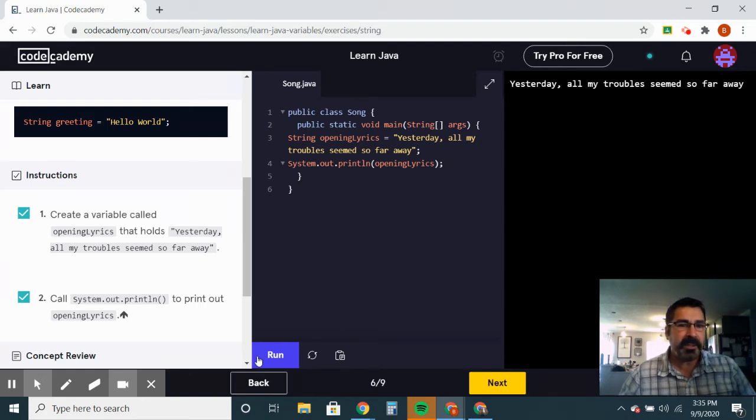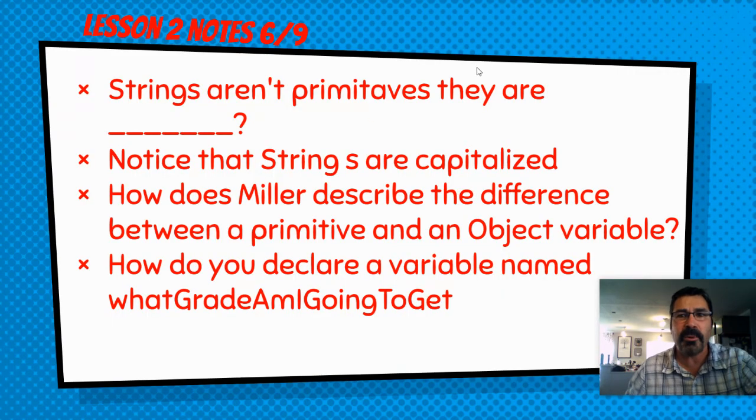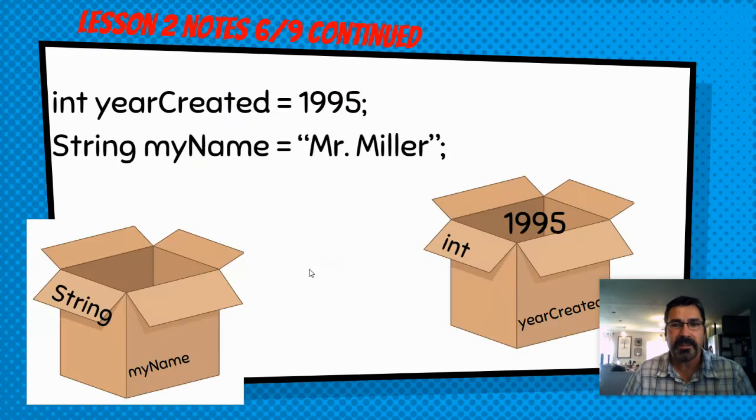All right, so let's look at the spiel here, and let's learn a little bit about this. All right, strings aren't primitives. They are what? Objects. So strings are capitalized. Okay, how does Miller describe the difference between a primitive and an object? You don't know because I haven't told you. How do you declare a variable named? Okay, let's take a look at the next thing.